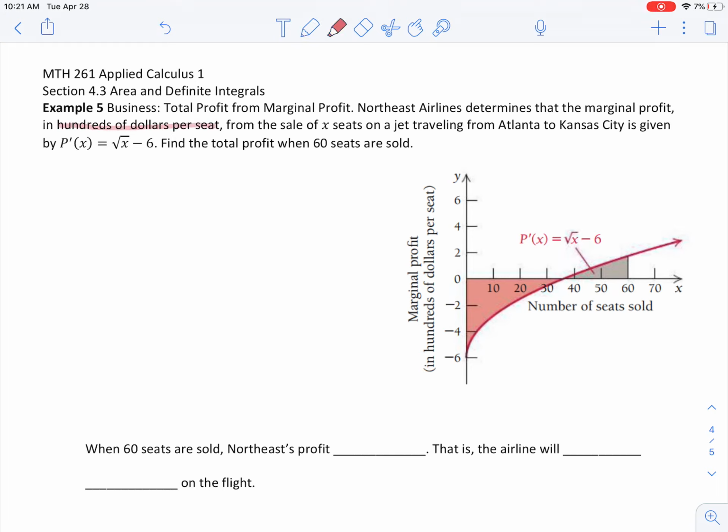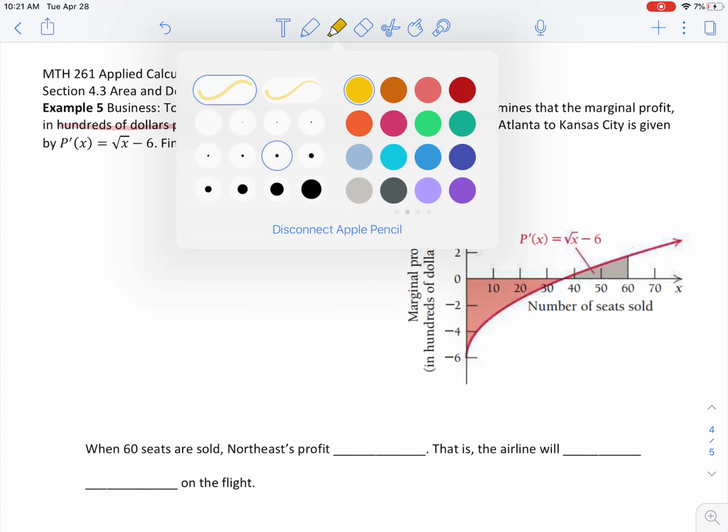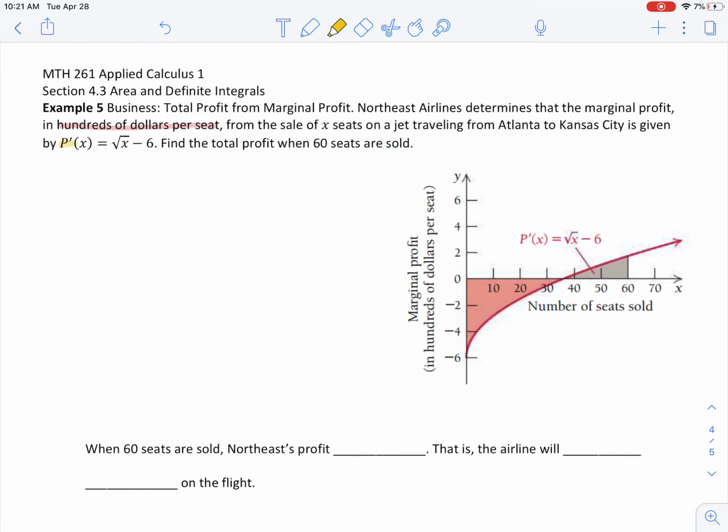Now, we better look at these units carefully. When I find the answer, I'm going to remember to multiply by 100 because this is in hundreds of dollars per seat. From the sale of x seats on a jet traveling from Atlanta to Kansas City is given by, here's my function. It's not a profit function, is it? This is a marginal profit function, right?